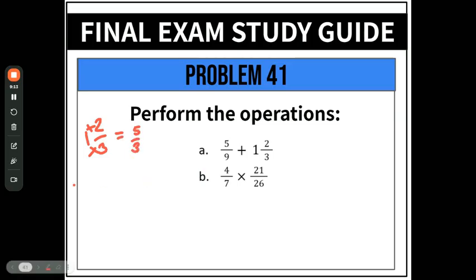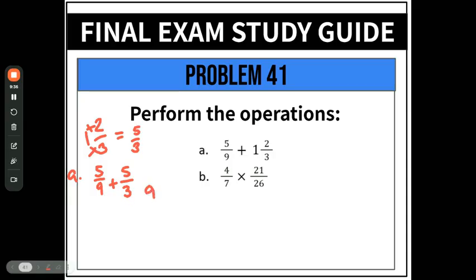So now I can add those fractions in part A. So I've got 5/9 plus 5/3. Now, what needs to happen so that we can add these fractions? We need to create a common denominator. So for 5/3, I'm going to make this denominator a 9.